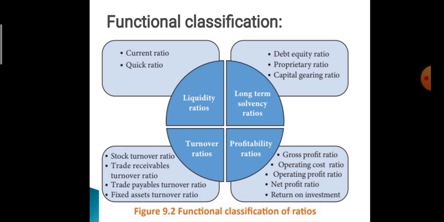Now coming to the quick ratio. Quick ratio is a ratio of quick assets to quick liabilities. Quick assets are assets that can be converted into cash very quickly without much loss. Quick liabilities are the liabilities which have to be necessarily paid within 1 year. All current assets except stock and prepaid expenses are quick assets. All current liabilities except bank overdraft are quick liabilities. So quick ratio is equal to quick assets divided by quick liabilities.